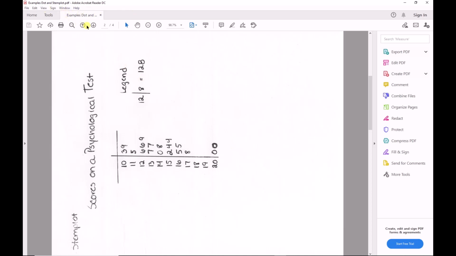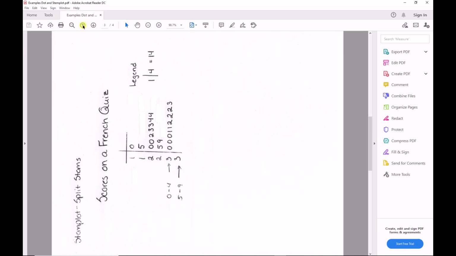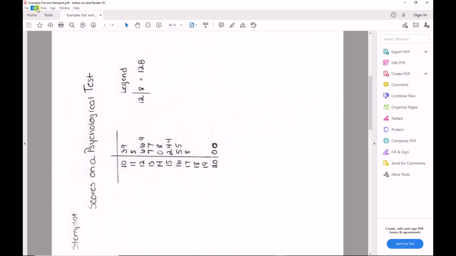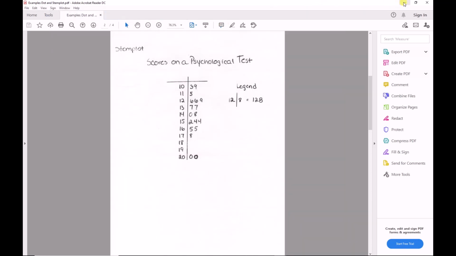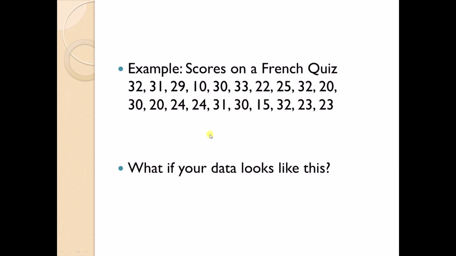All right, so let me see what the next one is, if I need to rotate this. I need clockwise. Okay, so let's see what we've got here. All right, scores on a French quiz. Now here's the thing about a stem plot. You really need to have like 6 stems. Here we go from, I think, a low of 10 to a high value in the 30s. So that would be your 10s, 20s, and 30s. That's only 3. That's not enough, all right?